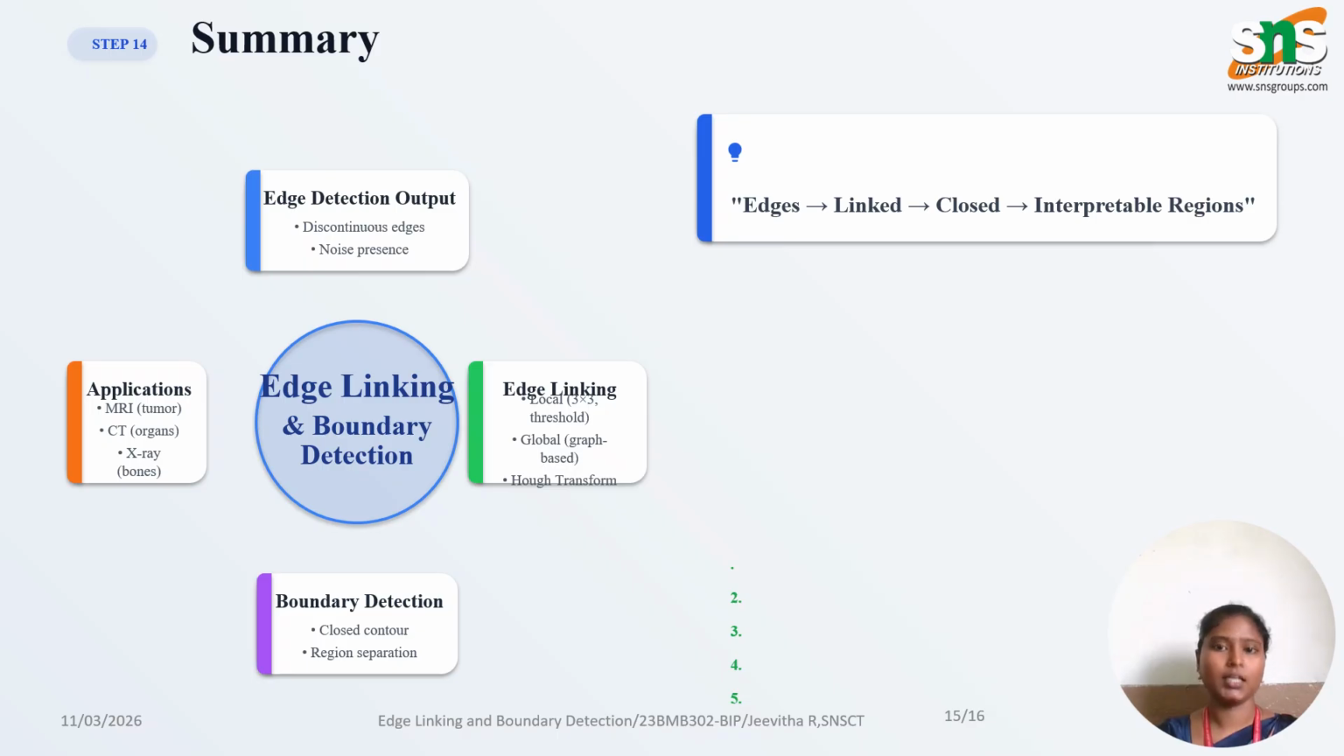And let us summarize the entire concept. We started with the edge detection output, which had noisy, discontinuous edges. Then we applied edge linking: local methods, global methods, and Hough transform. Finally, we moved to boundary detection, closed contours, and region separation. Applications include MRI, CT, and X-ray. So the full pipeline is: edges are linked, closed, and become interpretable regions.